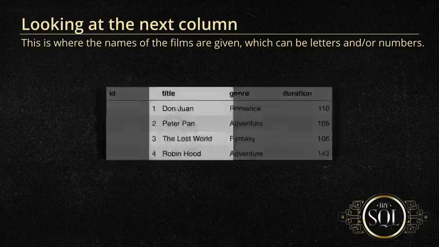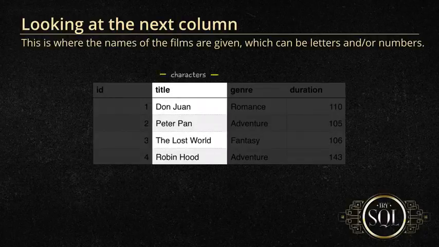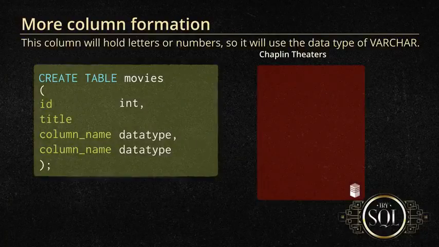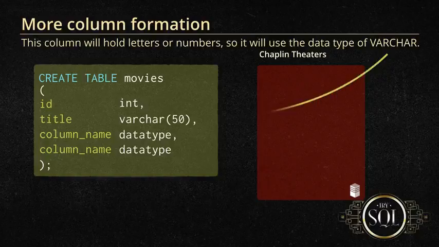Next, we have the title column from the grid of data. It looks like this column is where the film names are given, but could be letters and/or numbers depending on the actual name of the movie title. Knowing this, we will give the second column a name of title with a data type of varchar. This data type allows the data here to have a variable length of letters and numbers within this field. Let's give this data type a length of 50, which means that no matter what the data is here, it cannot be longer than 50 character spaces.